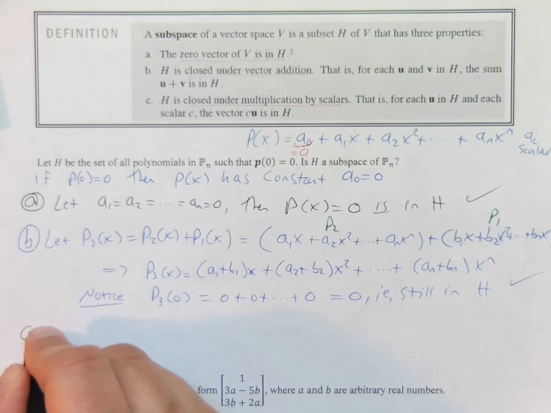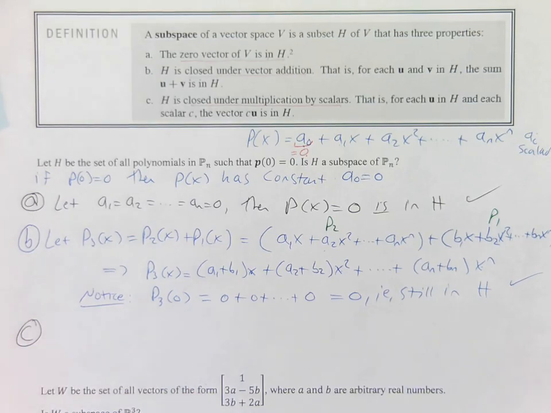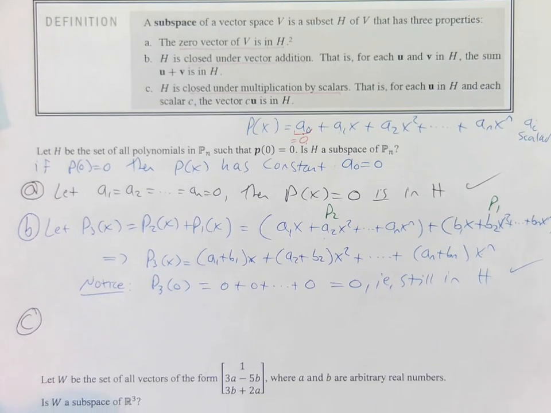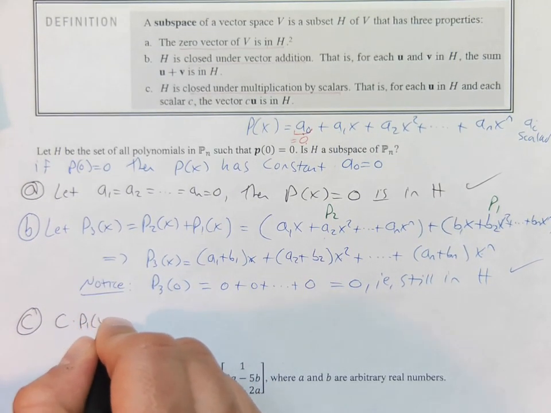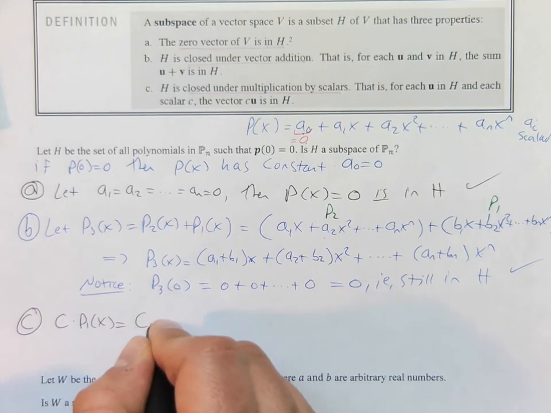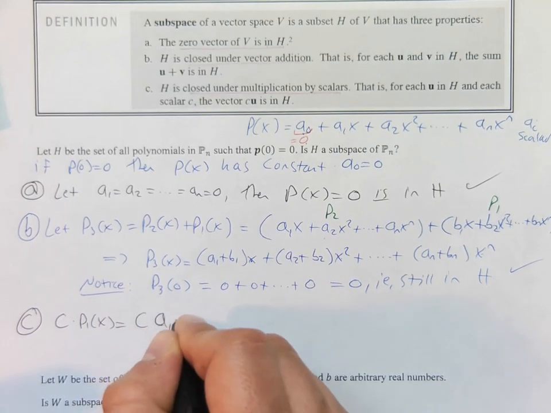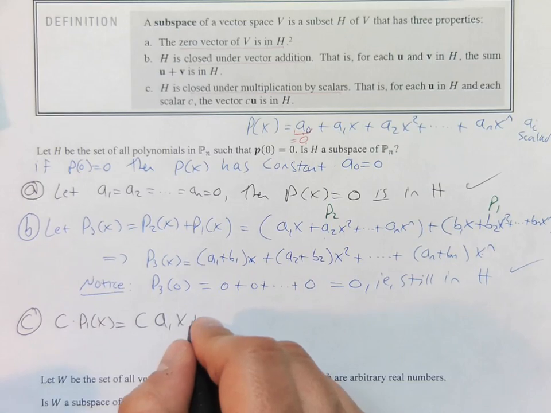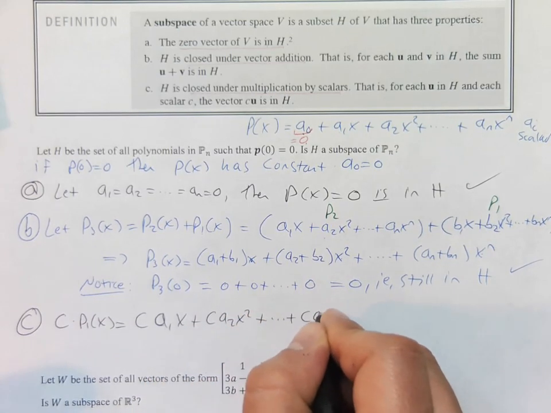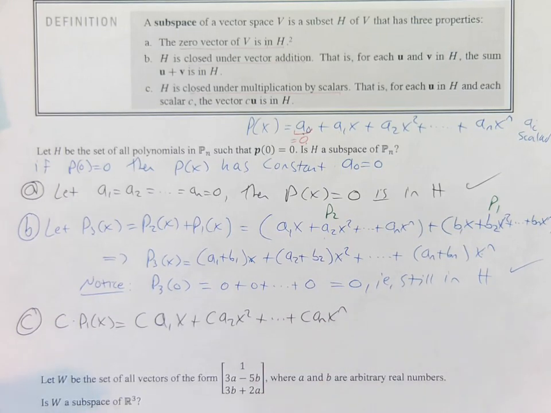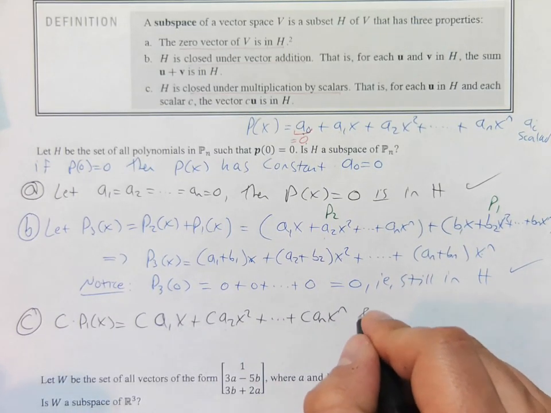So let's multiply an arbitrary vector by a constant and show that it's still in the space as well. And so lastly, c times P1 of x is going to be c a1 x, c a2 x squared, dot dot dot, c an x to the n. And notice when we plug a 0 in, we still get a 0 out.